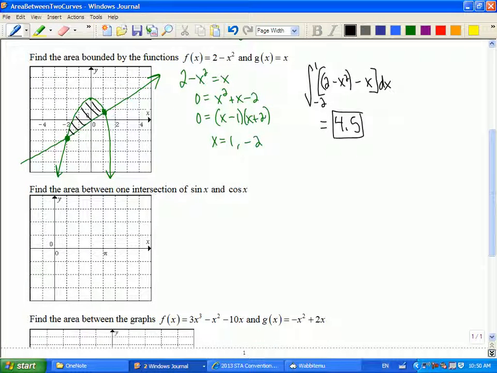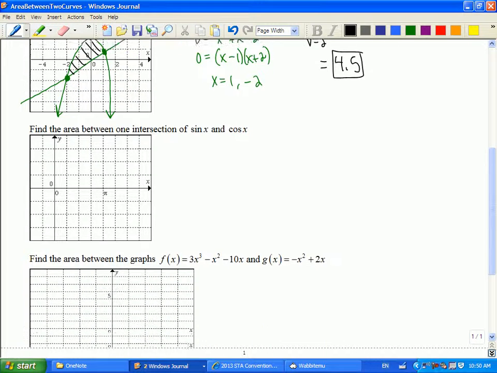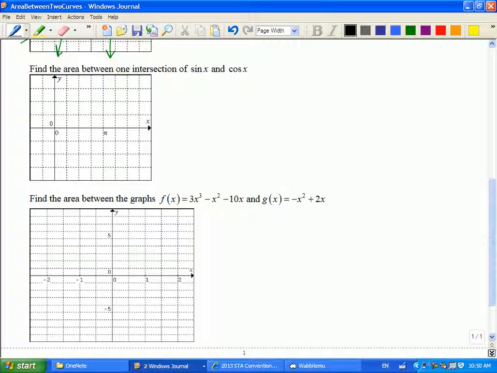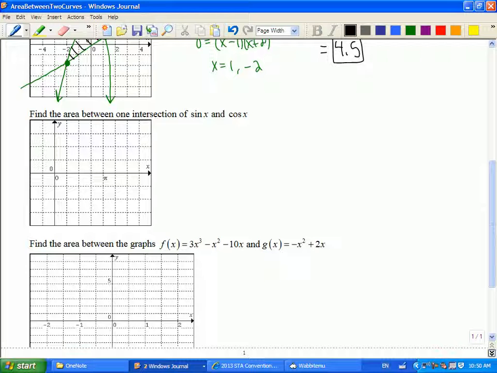So see what you can do with the area in one intersection of sine and cosine. Take a look at those graphs. It doesn't matter which one you pick. The graphs repeat over and over, but you have to pick one section and then find the area between those two curves for that one area that they're bounded by.